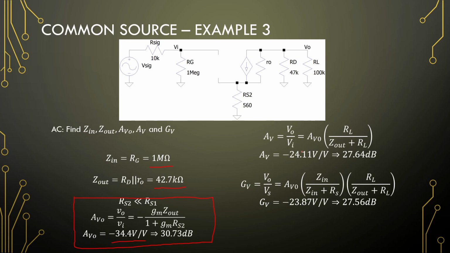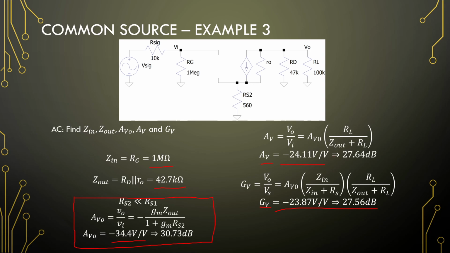Right. So then we can again multiply by the loading factors, and we get minus 24.11 volts per volt with the load attached. With our input attached, since our gate resistor is 1 megaohm, there is not much change from the loaded gain to the total gain because we are only loading it with 10 kilohms versus 1 megaohm.